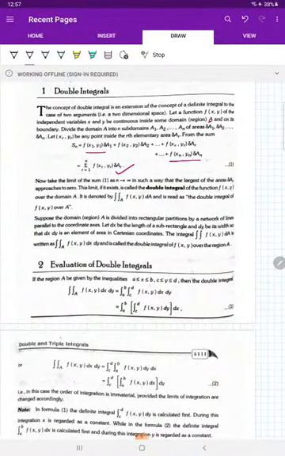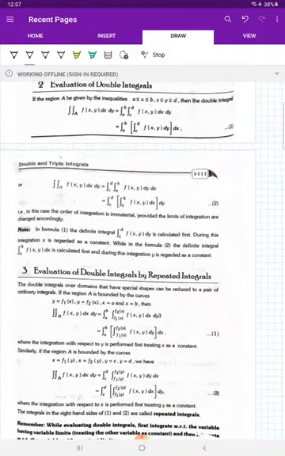Now take the limit of this sum as n goes to infinity in such a way that the largest of the areas delta Ar approaches 0. If this limit exists, we say the double integral exists, and it is denoted by this expression. This expression is read as the double integral of function f(x, y) over domain A.